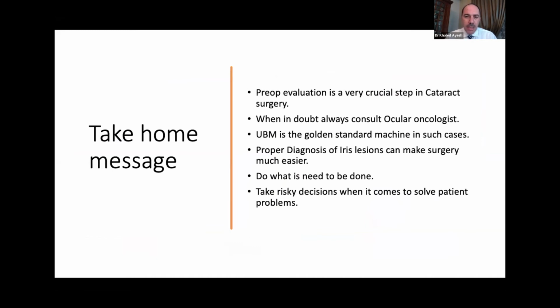So the take-home message is that a preoperative evaluation is a very crucial step in cataract surgery. When in doubt, always consult your colleagues. They can give you much more idea about these lesions. UBM is a very important tool in such cases, and the proper diagnosis can make the surgery much easier. Do whatever is needed, because these patients are asking for help, and always make the right decision that you feel you are doing. And thank you.